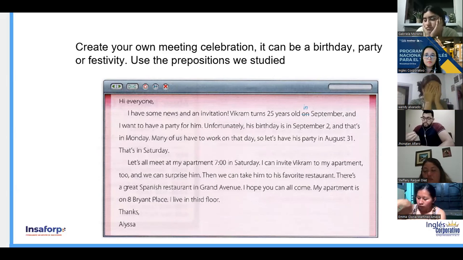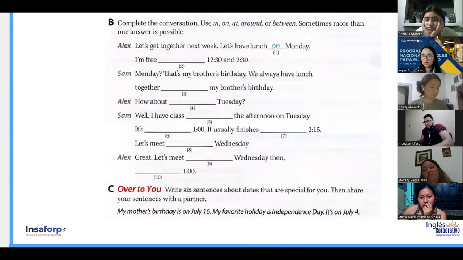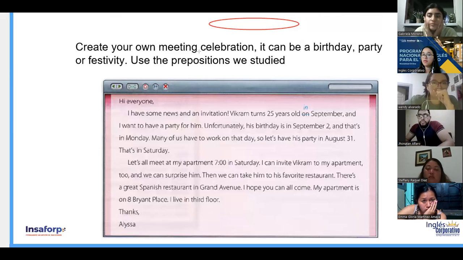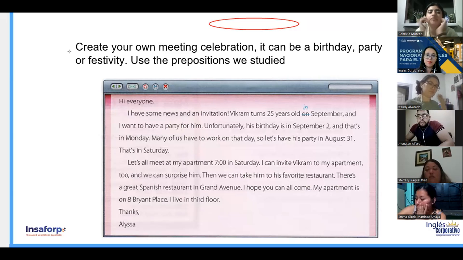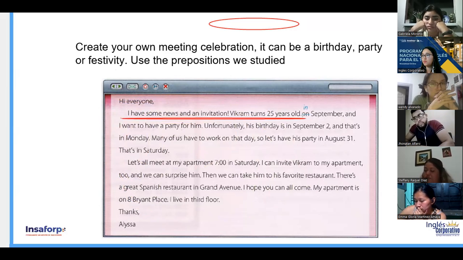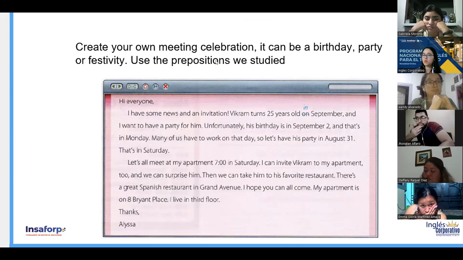Podría repetir, pero explicar en español, por favor. Don't worry, no worries. En la primera parte vamos a completar utilizando in, on, or at, around and between. En la segunda parte vamos a hacer una meeting celebration. Usted va a tener una fiesta, right? It can be a birthday, a party, a festivity. Y vamos a utilizar una invitación. Podemos tomar este ejemplo. Podemos hablar de la fecha de la invitación, por ejemplo, ¿cuándo va a ser? Es decir, redactaríamos nosotros su invitación. It can be any party, a wedding too, right? Les voy a compartir algunos templates, just in case you want to change.